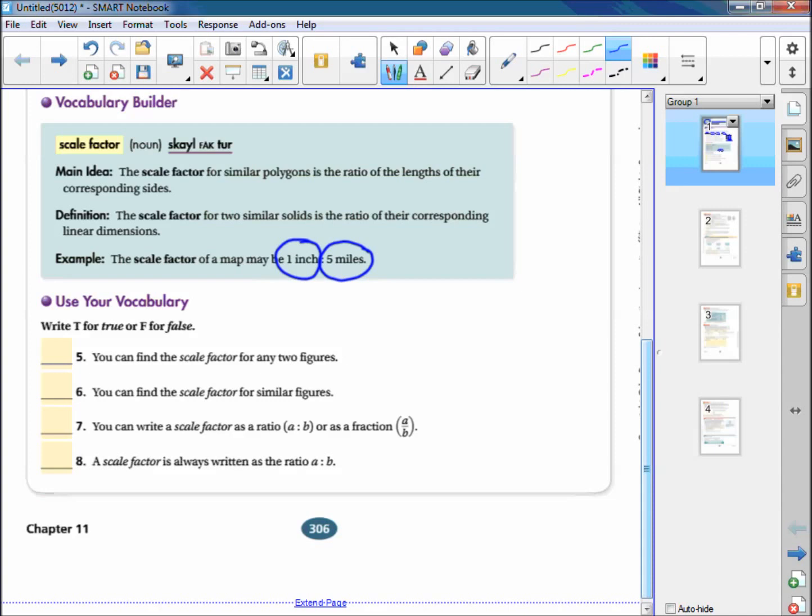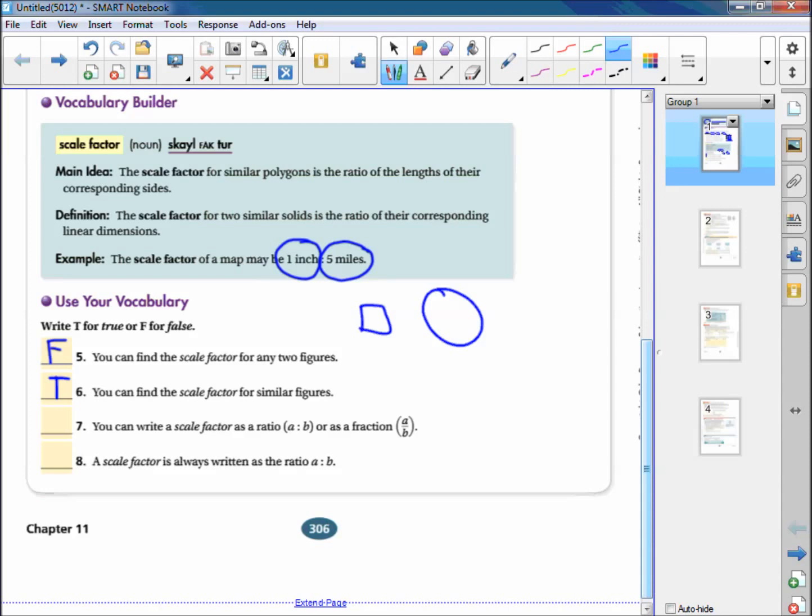All right, so use your vocabulary, write true or false. You can find the scale factor for any two figures. It's going to be false. You might not be able to get the scale factor. You might not know which sides to use because they might not be similar figures. You can find the scale factor for similar figures. This is true. It would be hard to find a scale factor between a square and a circle. We don't know which parts to compare.